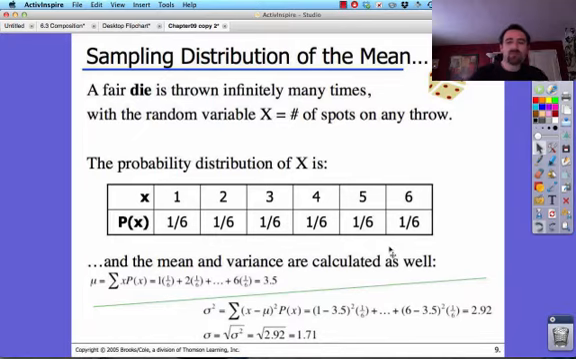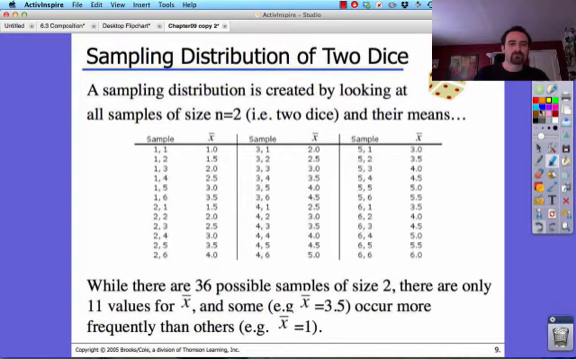We can calculate the mean at 3.5. And the standard deviation will be 1.71. Take a look, the variance here is 2.92. That's going to come into play in a few minutes here. Okay, so that's the mean, the variance, and the standard deviation of the roll of a die.